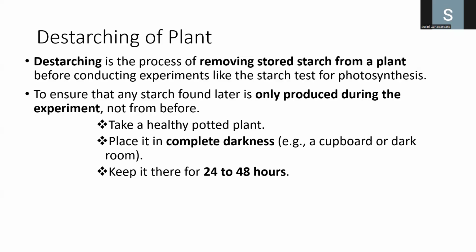Suppose that we take the plant from outside for the process of destarching. At that time, if there is sunlight, it will do photosynthesis and produce glucose, and it will turn into starch and be stored inside the plant. Then we take it and keep it inside the dark room. If it is inside the dark room, it cannot do photosynthesis. The reason is it doesn't have enough light energy to continue the process of photosynthesis.